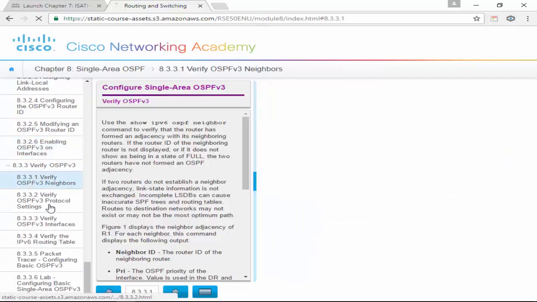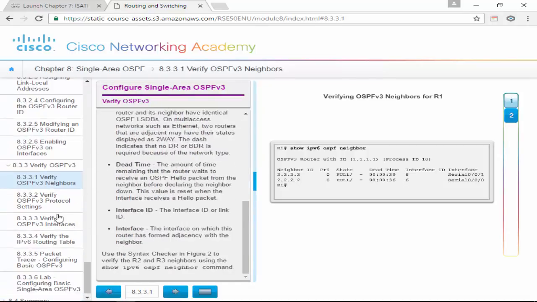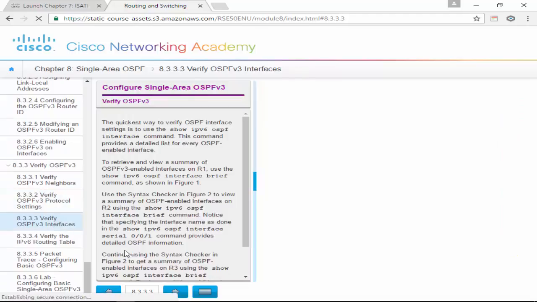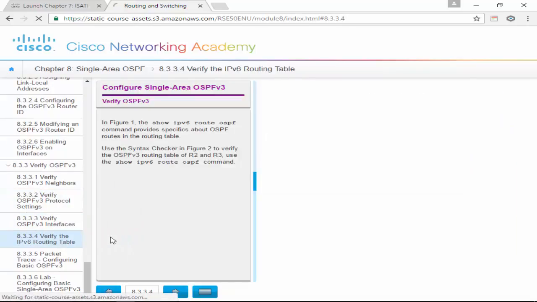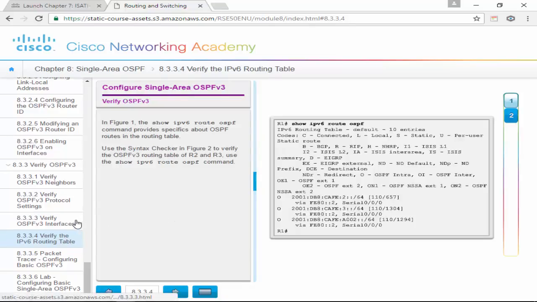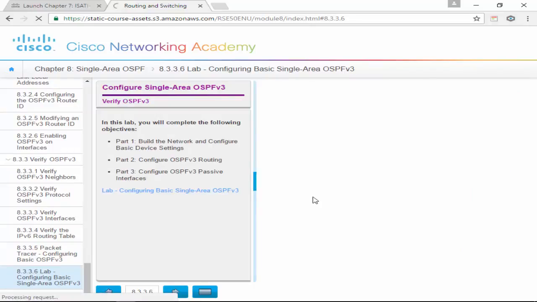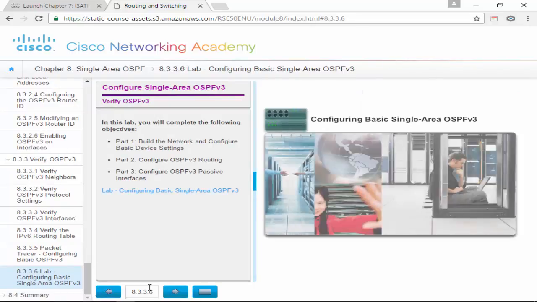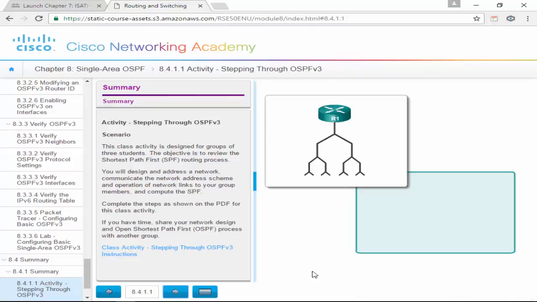Our verify commands are the same as with IP, except we say show IP version 6 OSPF neighbor, show IP version 6 OSPF interface, show IP version 6 route OSPF, those kind of things. But they're the exact same commands as what we're using with IP version 4. But make sure you go through those, because like I said, there are a lot of commands on this test, and there are a lot of commands on your CCNA certification.